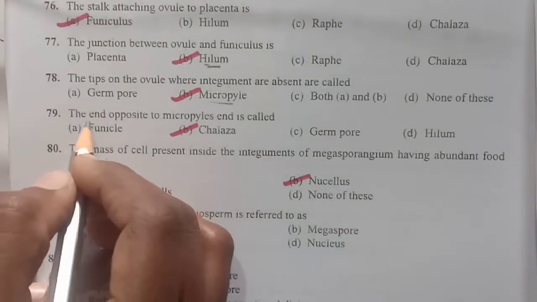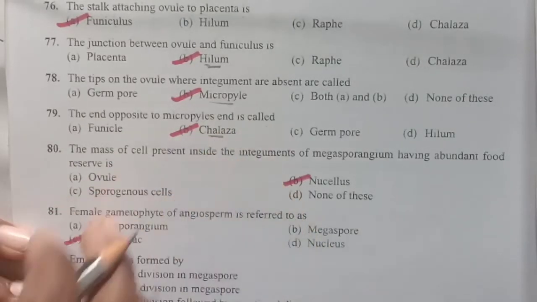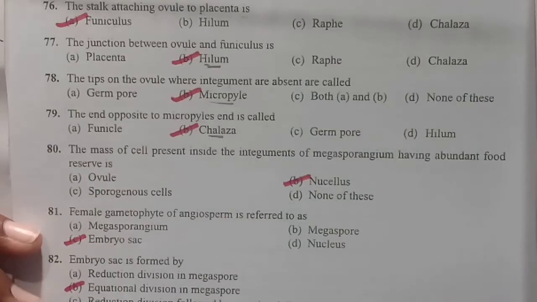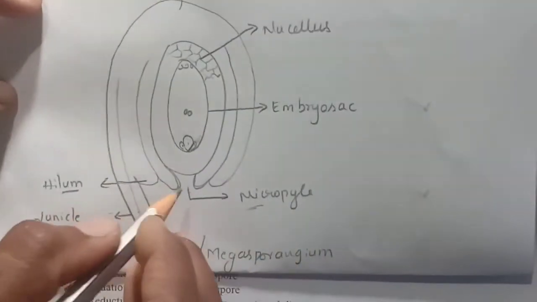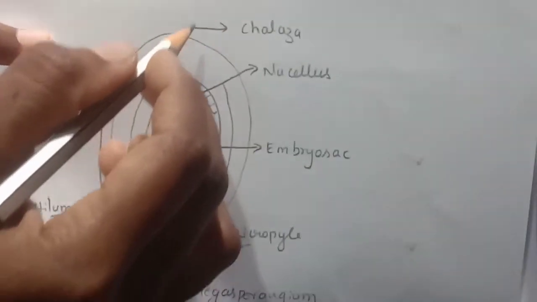And next question, the end opposite to the micropyle end is called the chalaza. The exact opposite end of the micropyle is called the chalaza. See, if this is the micropyle, the exact opposite end of the micropyle is called the chalaza.